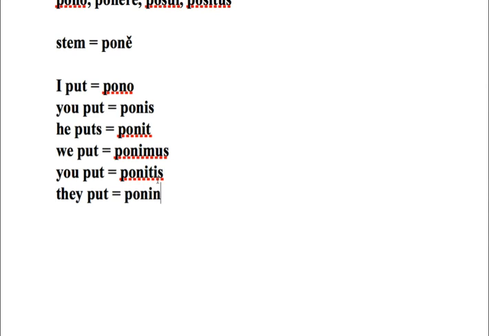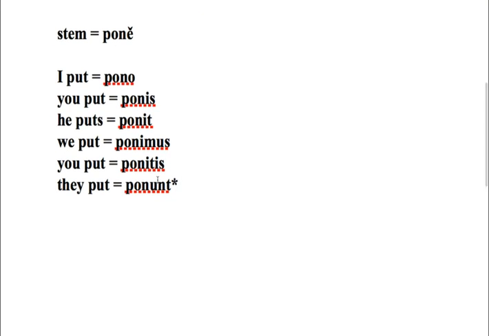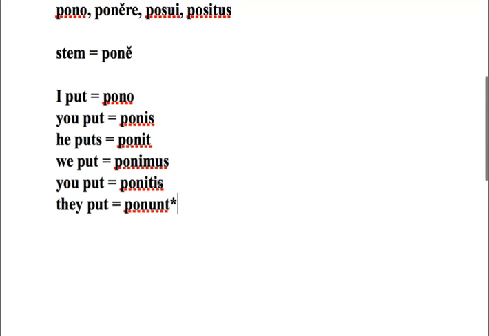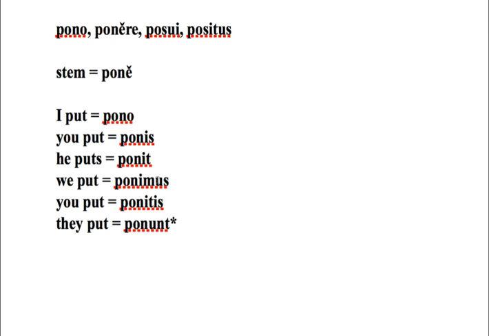It should be ponent. But the Romans didn't like that sound. It was easier to say ponunt. Don't forget ponunt. So I put a star there because it should be an I but isn't. But at the same time, it kind of makes sense to me that it's an unt because it did that with the bibunt. All right, there's the pattern for third conjugation verbs in the present tense.